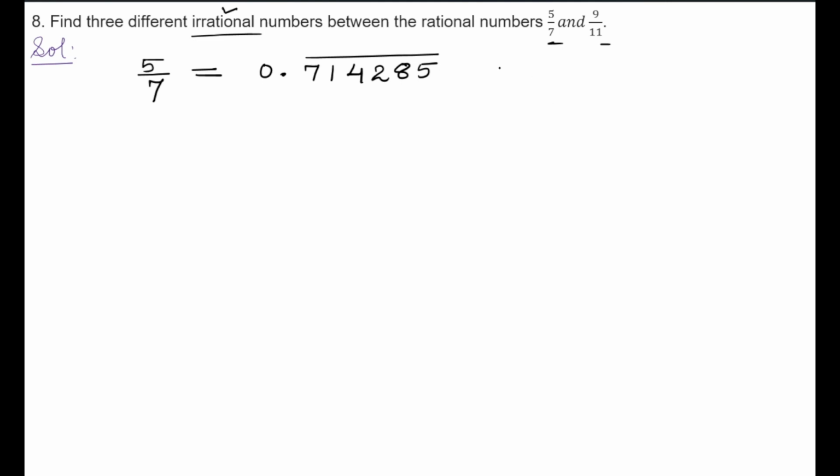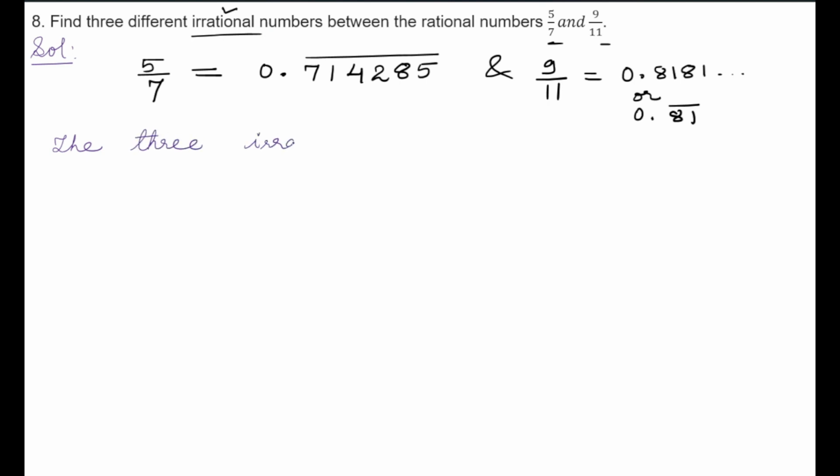And secondly, the value of 9 by 11 could be written as 0.8181 and so on, which is actually 0.81 bar. Now we have to take any three irrational numbers in between. So the three irrational numbers here are in between.